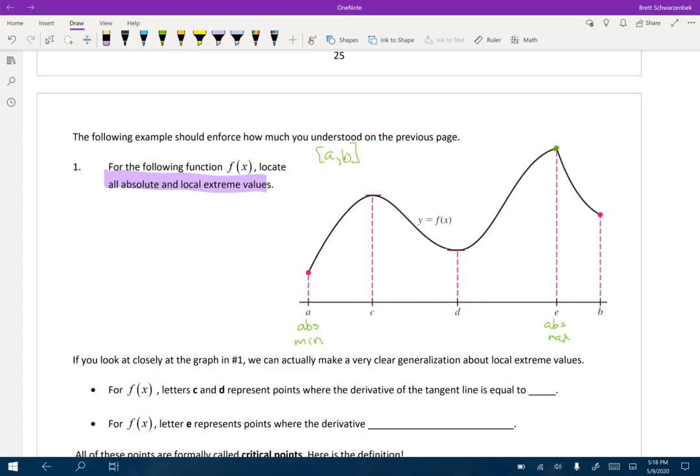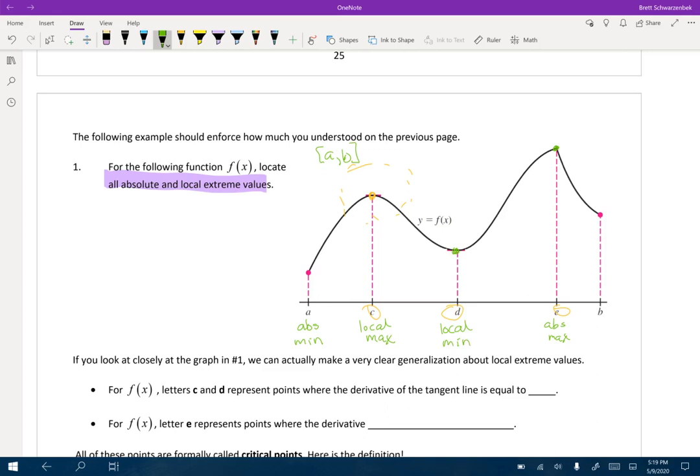Moving on, what about local extreme values? Local maximums can only occur at interior points, which means the only options are C, D, and E. Let's go to C first. At this value here, it looks like it's the highest point within the vicinity of all the points around it, so we would call that a local max. If we go down to D, this appears to be the lowest point in the vicinity, so that is called a local min.